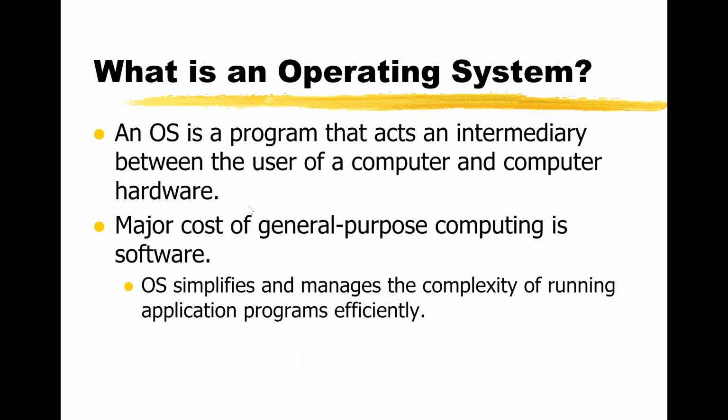Firstly, what is an operating system? An operating system is a program that acts as an intermediary between the user of a computer and the computer hardware. We can also define an operating system as a program which acts as an interface between computer system users and the hardware and provides a user-friendly environment.